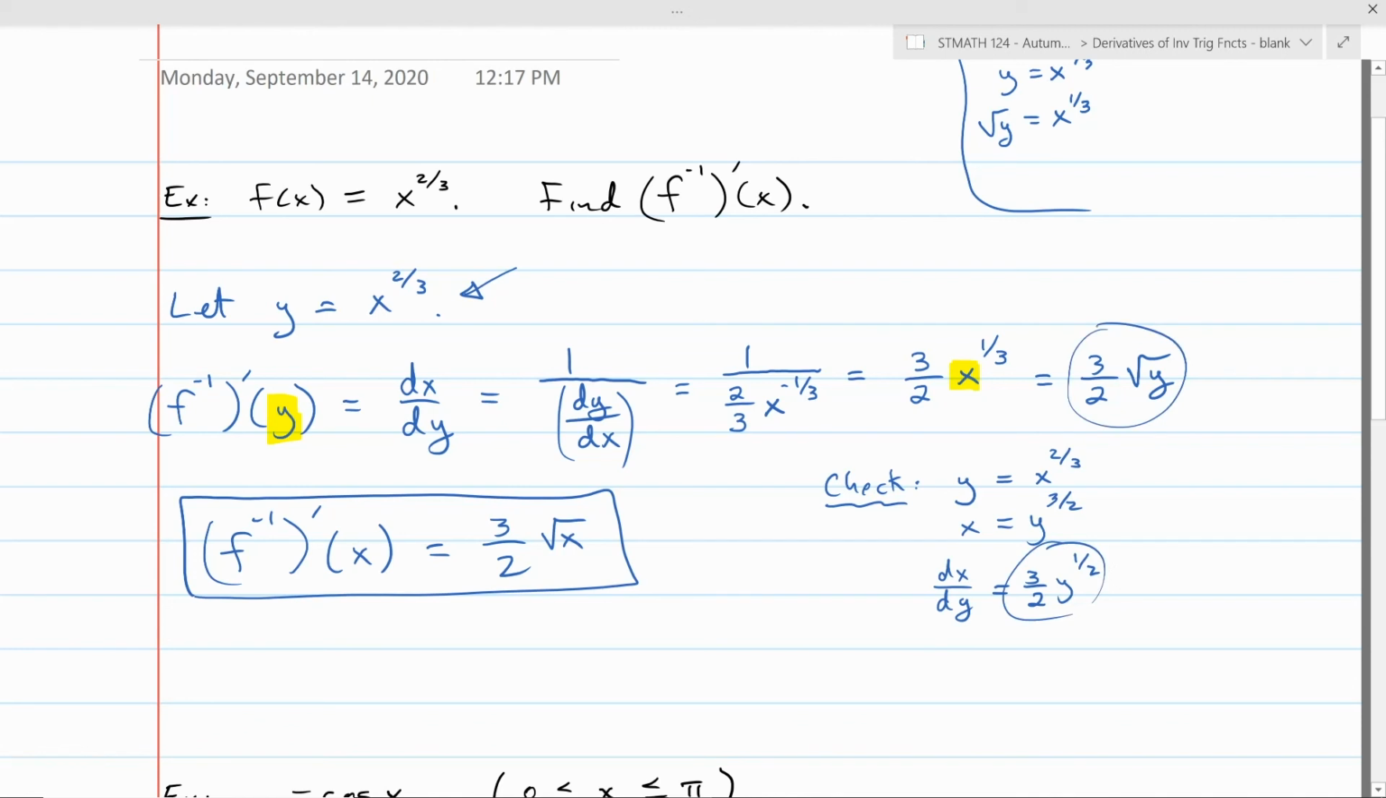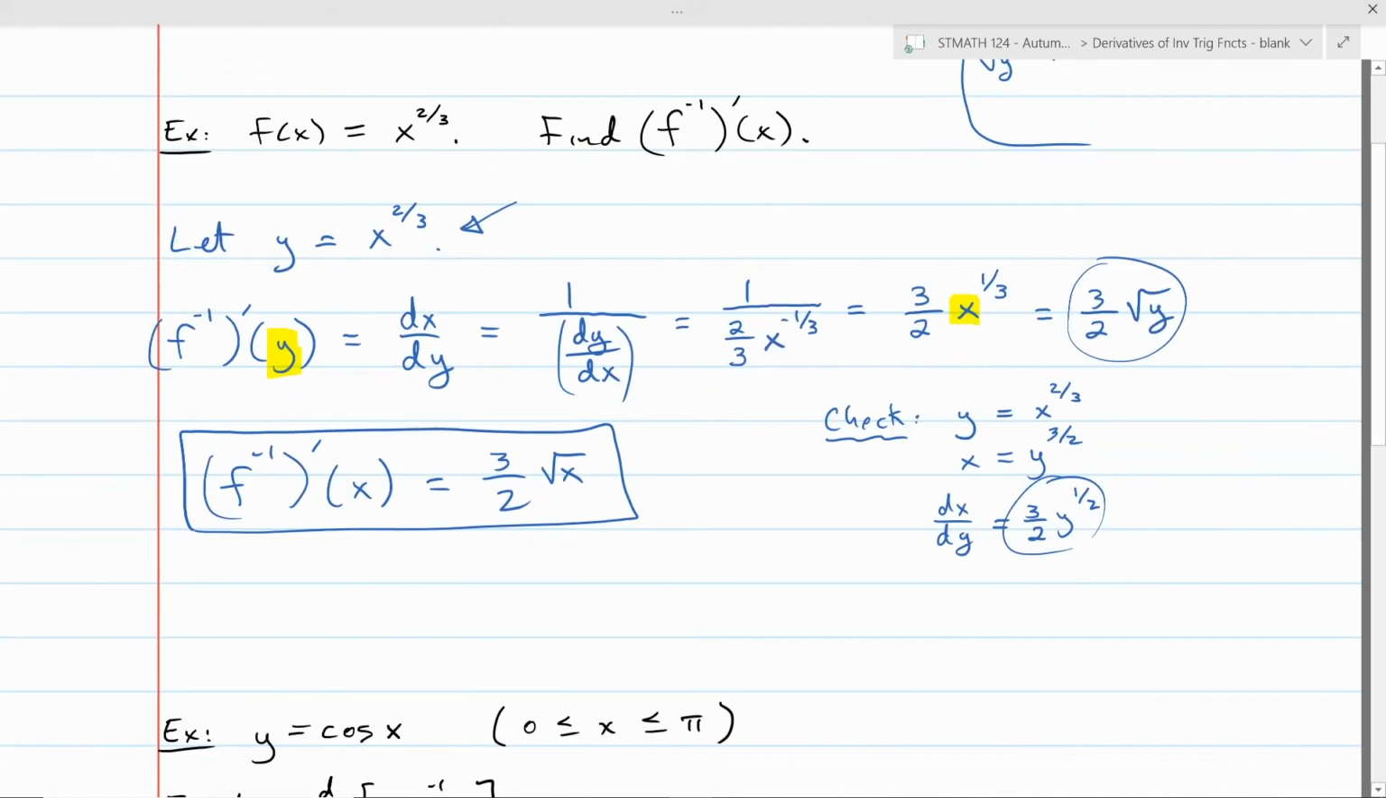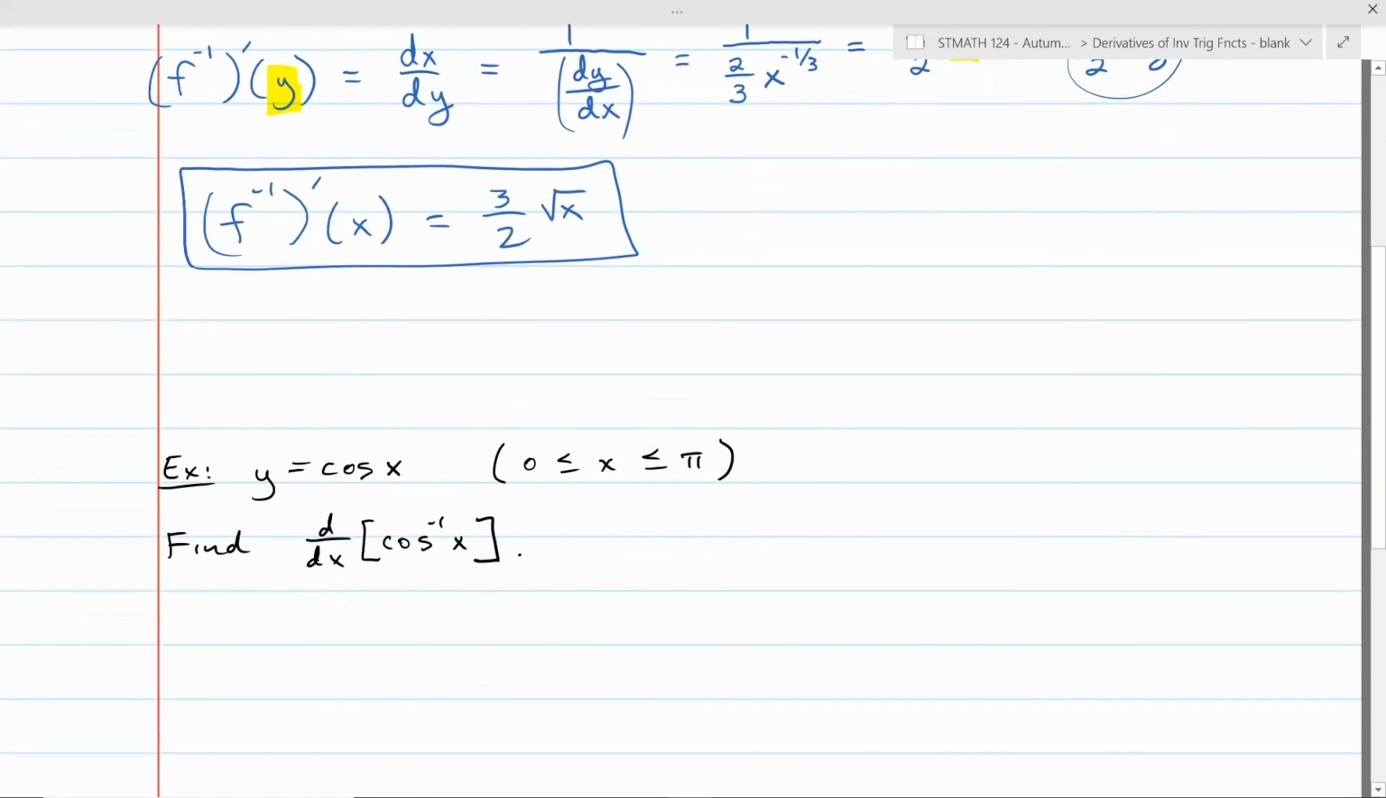Now usually though, this middle step here where I solve for x in terms of y is the tricky part. Like you can't always do that. So I can't always check my answer like this. So that's what's cool about this general theorem about how the derivative of the inverse function can be had from the derivative of the original function, because you don't necessarily have to know what the inverse function is in order to find its derivative. Okay.